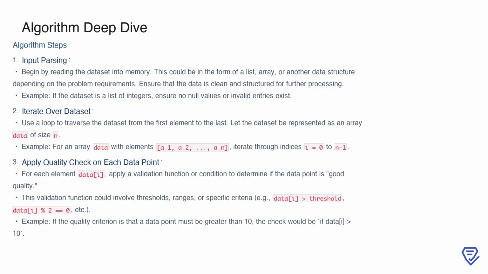This condition can vary based on the problem requirements. For instance, if the criterion is that a data point must be greater than 10, the algorithm would check if data[i] > 10 for each element in the dataset.